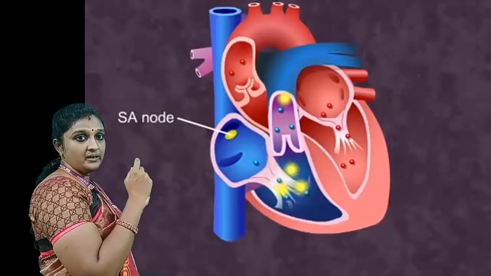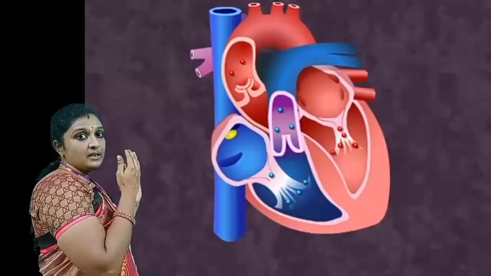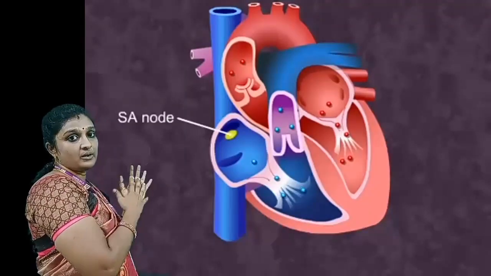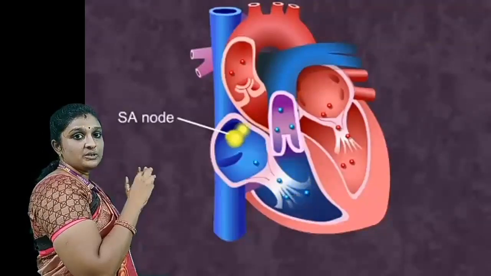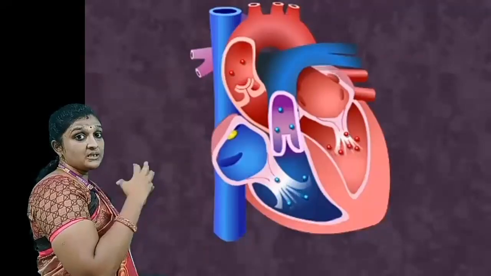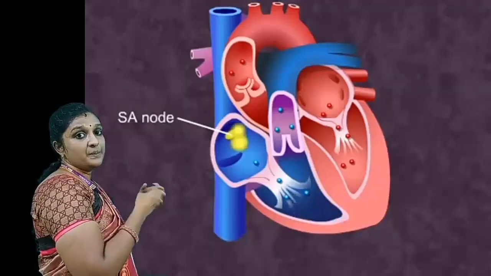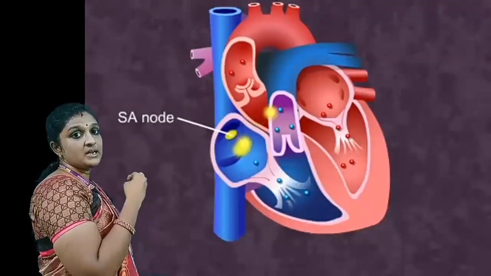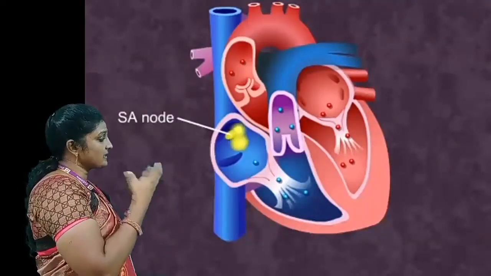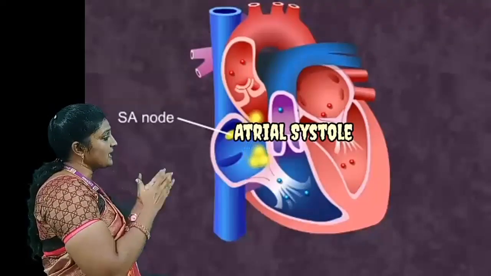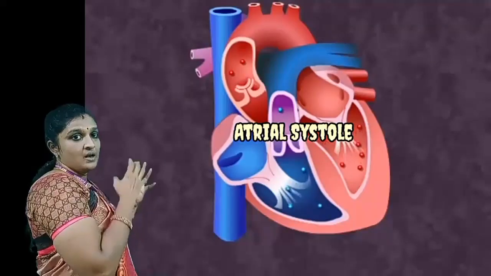I mentioned SAN is present. The SAN nodal tissue is present in the right auricle. In the left corner of the right auricle, you will have the SAN nodal tissue. The nodal tissue is a muscle and neural tissue. It is interconnected, and it creates electrical impulse, electrical vibration inside the heart. So when the blood flows into the auricle, it creates that electrical impulse. Because of this electrical impulse, the auricle undergoes contraction.